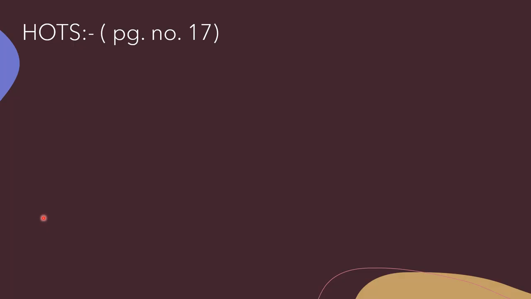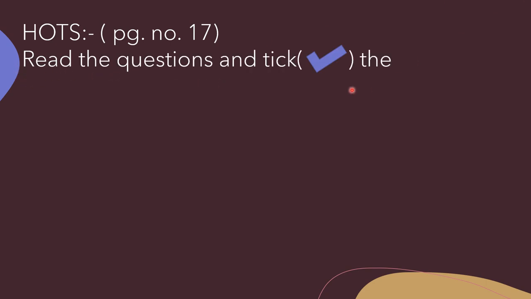Now beta, HOTS of page number 17. What do you mean by HOTS beta? Higher order thinking skill. This is the full form. जब हमें किसी चीज के लिए ज्यादा सोचना पड़ता है तो हम उसे कहते हैं HOTS. Okay, higher order thinking skills. Now, what is the question? Read the questions and check the most suitable for each. ठीक है, हमें यहाँ पर क्वेश्चन को रीड करना है और हमें टिक करना है उसको जो मोस्ट सुटेबल है, जो बिल्कुल सही है. ठीक है.